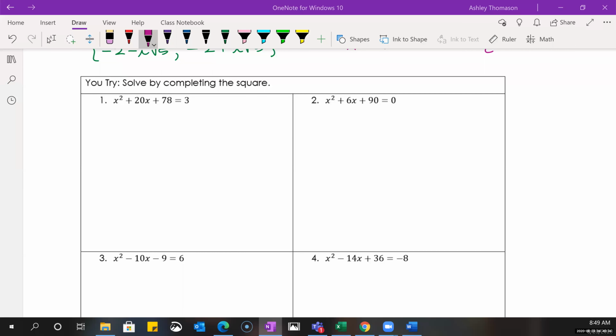All right, y'all, here we go. So I'm gonna start by doing what? Caitlin, can you tell me the first step? I subtracted 78. Perfect, you subtracted 78. So we're gonna move 78 to the other side of the equation. And then what did you write down under that?